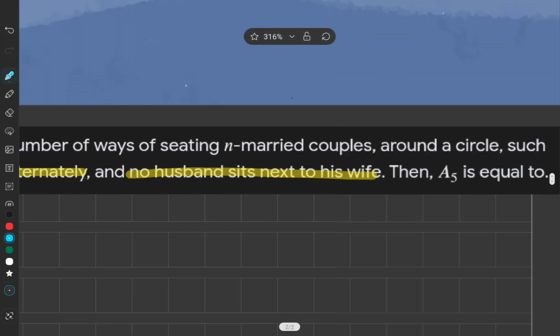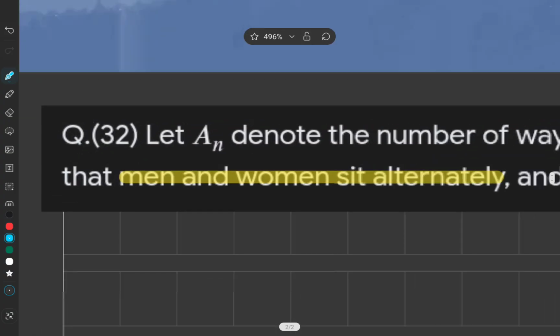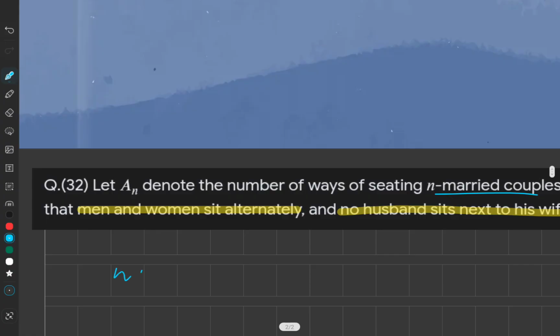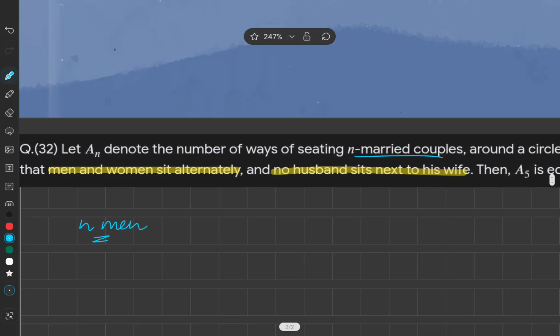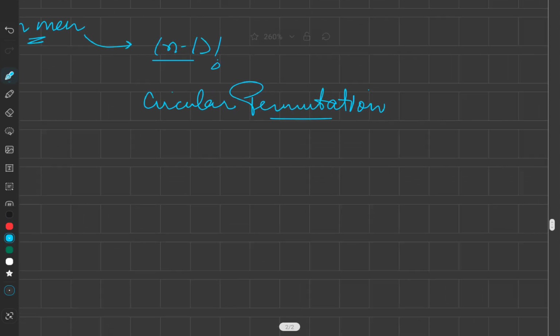So first of all, for n married couples, we know that there will be n men. First we have to arrange these men in a circle, and the number of ways of doing that is quite simple. We all know it is n minus 1 factorial, because it is a basic circular permutation. So n minus 1 factorial ways to arrange the men.